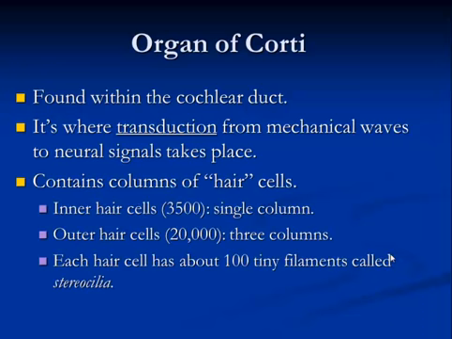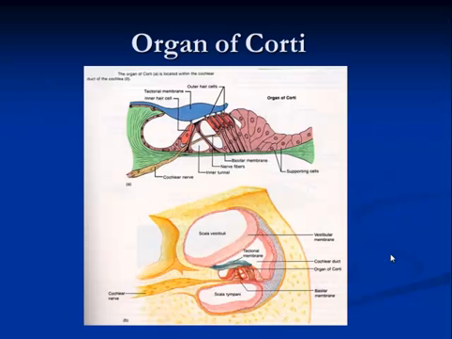The organ of Corti contains a lot of hair cells, the inner hair cells and the outer hair cells. And these hair cells are connected with a filament to the tectorial membrane, the top membrane. Let's take a look at that.